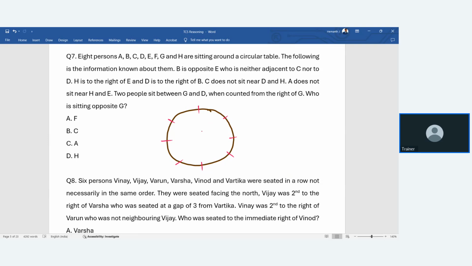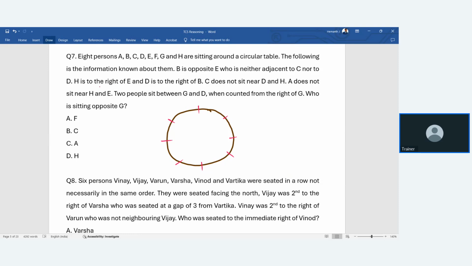8 people. We have to consider all are facing towards the center and at equal distance. That's the default in seating arrangement. In closed arrangements, we have to consider all are facing towards center, and their equal distance. Now B is opposite E.